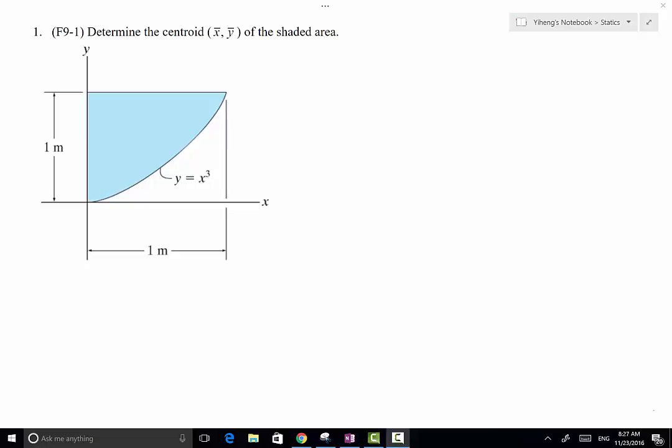In this problem, we're given this geometric shape. This curve right here is defined by the function y equals x to the third power, and we need to determine the centroid location of this area.